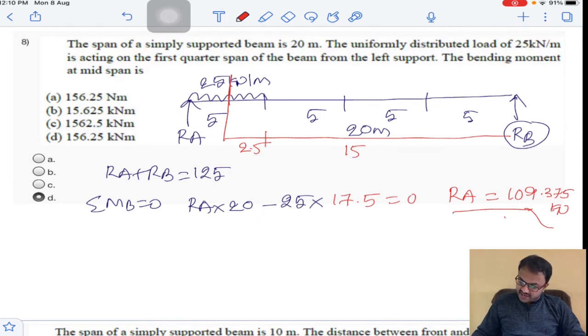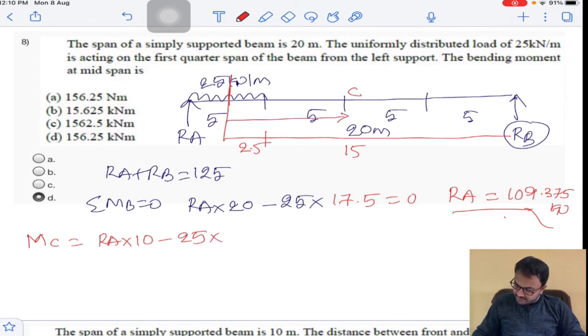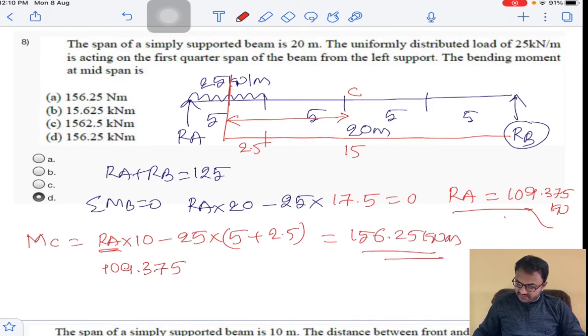Okay, so now what he asked: calculate maximum bending moment at midspan, that is at C. Bending moment at C is equal to RA into 10 meters at the center, minus 25 into the perpendicular distance, that is 5 plus 2.5. If you substitute the value of RA as 109.375 kilonewton, you will get maximum bending moment 156.25 kilonewton meter. So 156.25 kilonewton meter is answer D for question number 8.